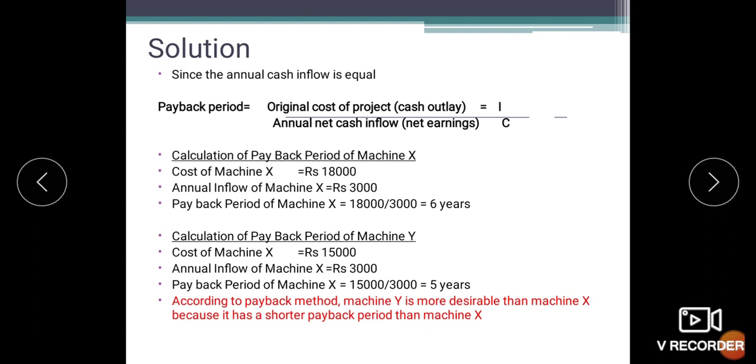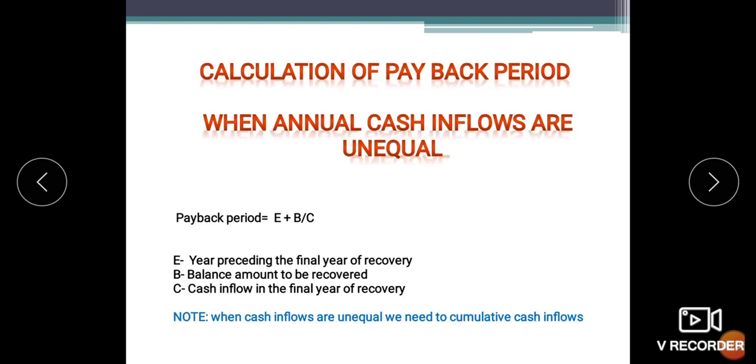So like this we can compare two projects. Hope that part is clear to you. Now we can move on to the next situation where you may be asked to calculate the payback period, that is the calculation of payback period when the annual cash inflows are unequal. Here the formula to calculate the payback period is a little bit different, that is E plus B divided by C when the cash inflows are unequal.